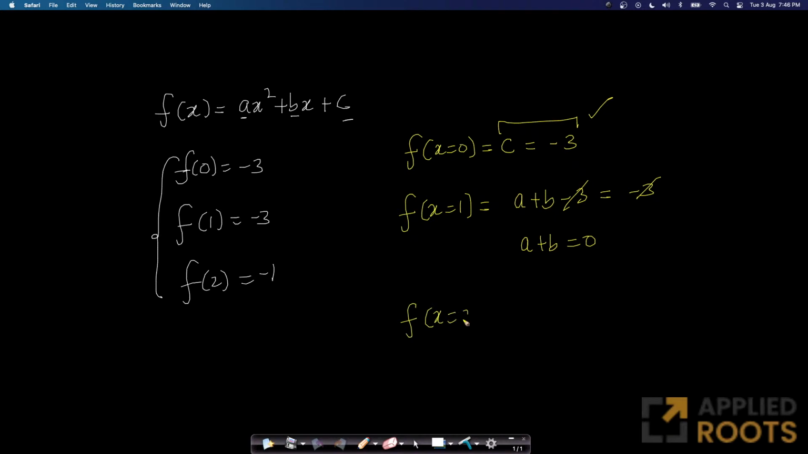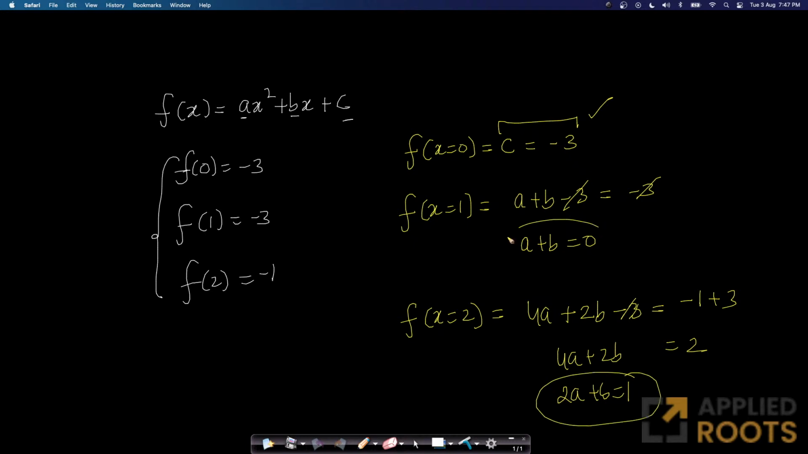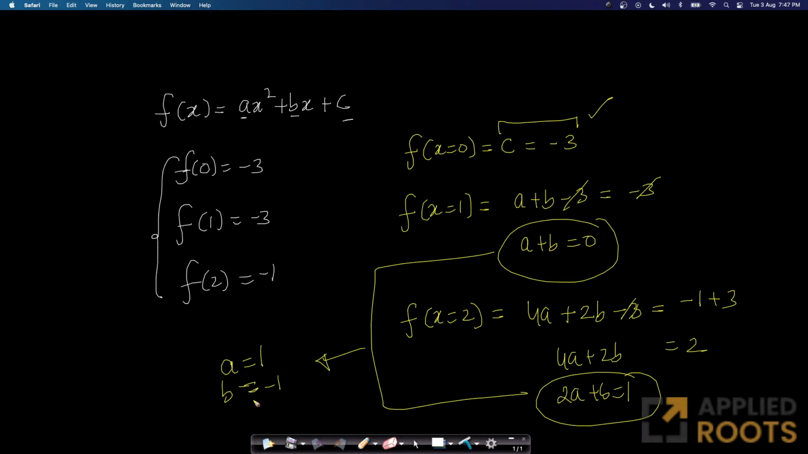So if you plug in x equals 2, what do you get? 2 square is 4, so you get 4a plus 2b plus c, and c you know is -3, equal to -1. If you now add 3 to both sides, this becomes 0 and this becomes 2. So you have 4a plus 2b equals 2. Divide both sides by 2, you get 2a plus b equals 1. So you have 2a plus b equals 1, and a plus b equals 0. If you solve these two, you can easily arrive at a equals 1, b equals -1. Very simple. And you already know that c equals -3. First step done.